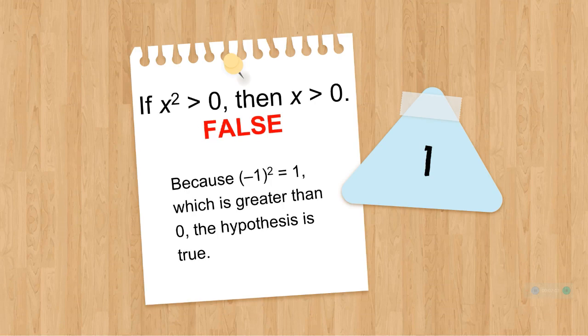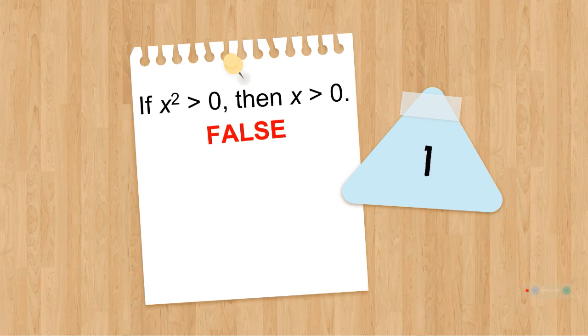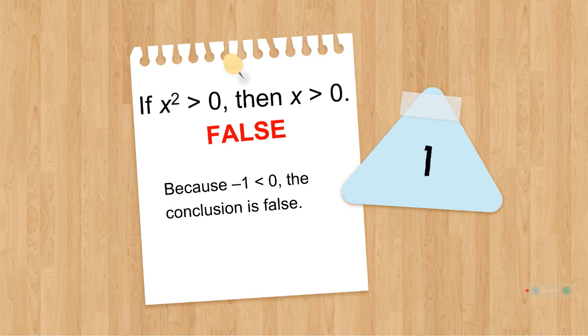Because negative 1, when we square it, is equal to positive 1, which is greater than 0. So the hypothesis here is true. And because negative 1 is less than 0, the conclusion is false. So that's why the conditional is false. Okay, do you get it?